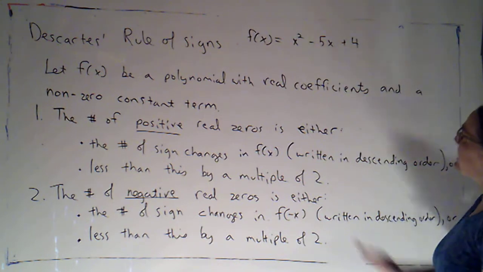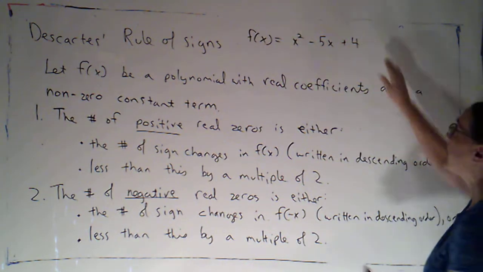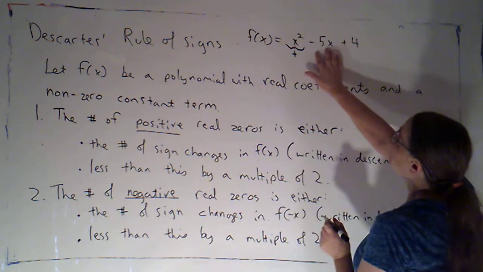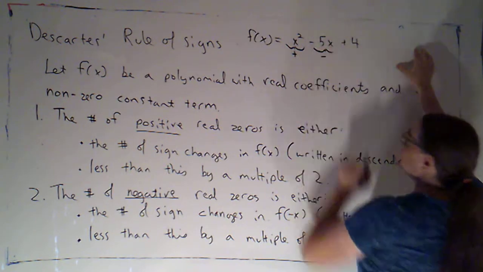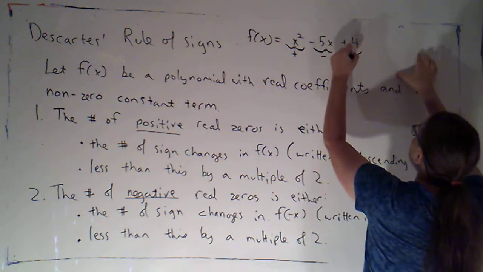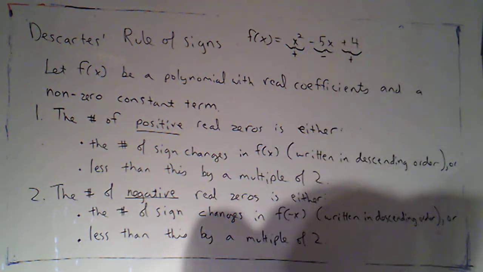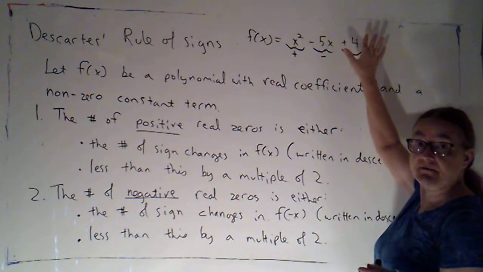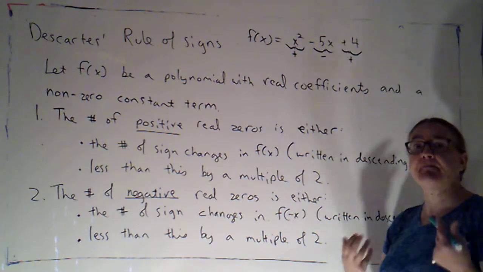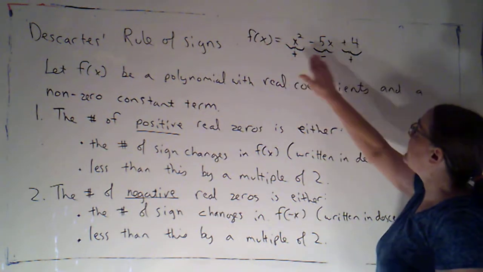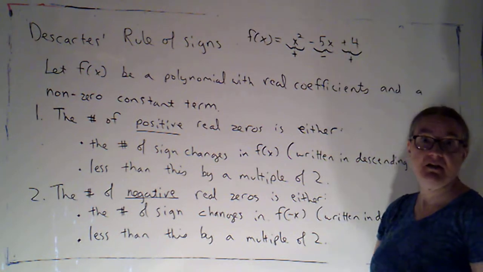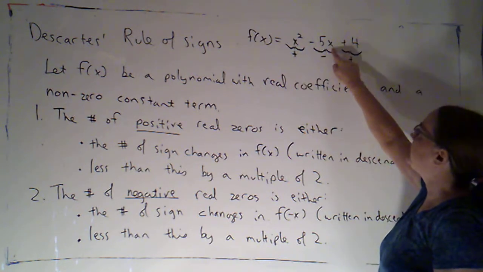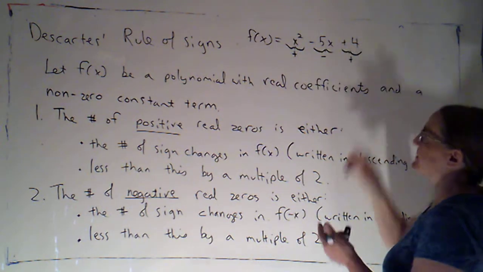Okay, if I take a look, this is written in descending order. Now, that first term has a positive coefficient. This middle term has a negative coefficient, and this last term has a positive coefficient. Okay, so our terms go positive, negative, positive, looking at the signs of the coefficients. And if I'm plugging in a positive number for x, the sign of each term will match the sign of the coefficient. So if I plug in, for example, positive 2, squared is positive. Negative 5 times positive 2 is negative. 4, of course, is positive.